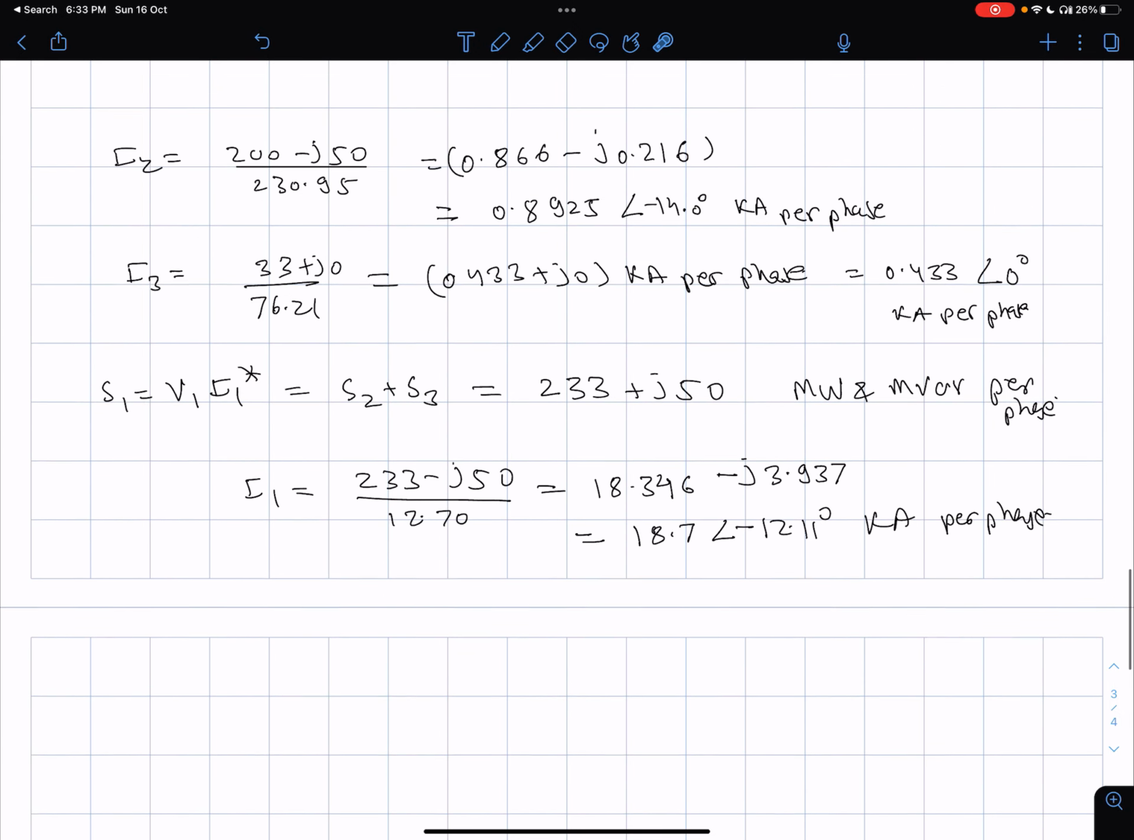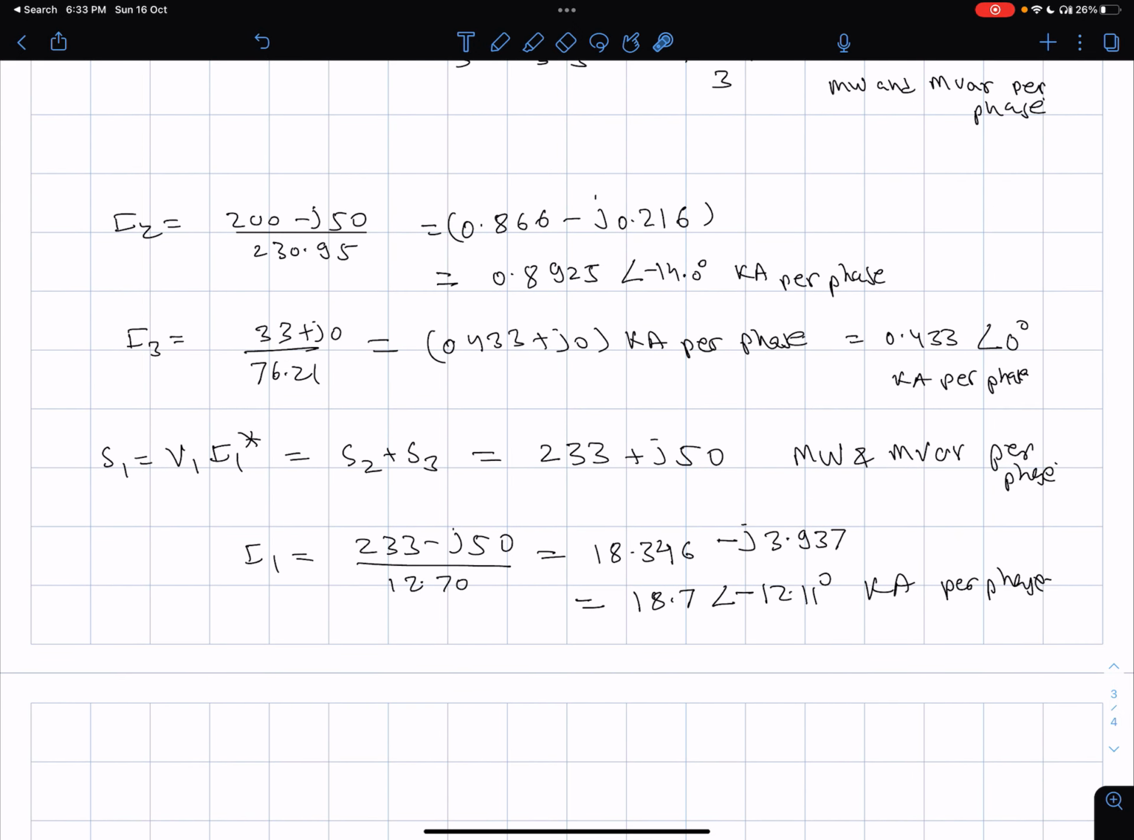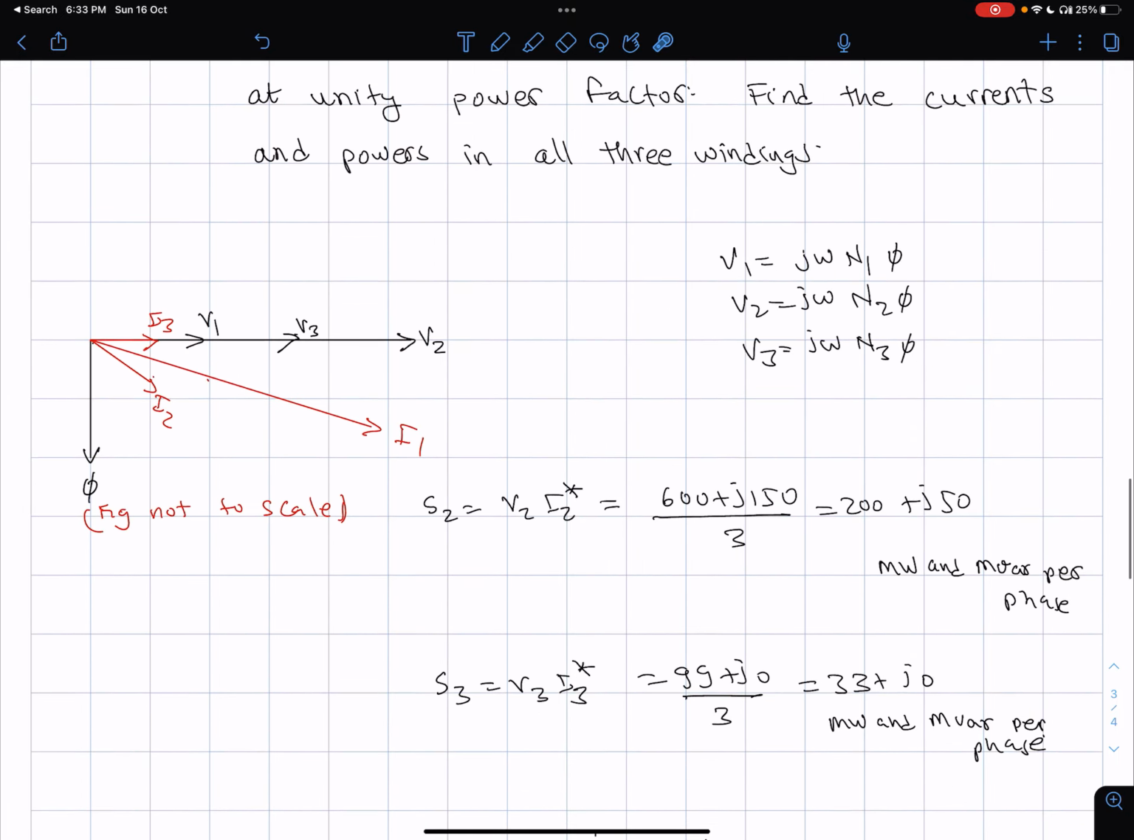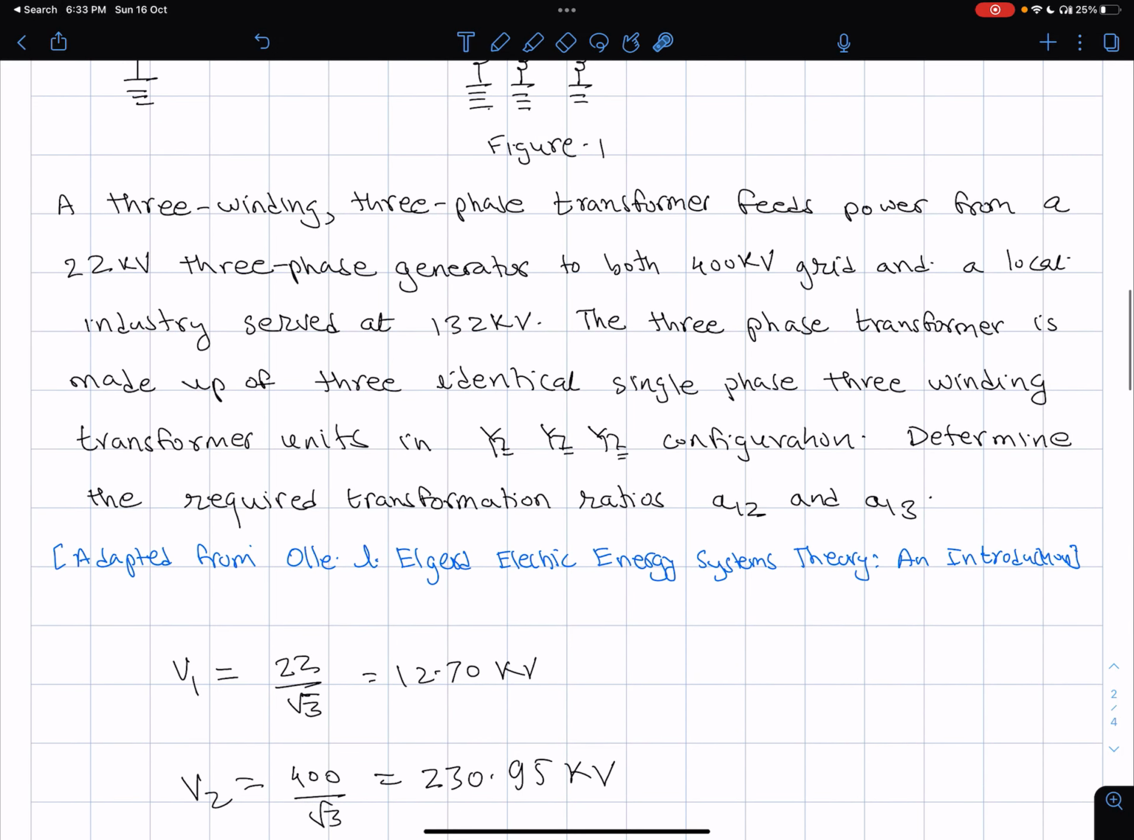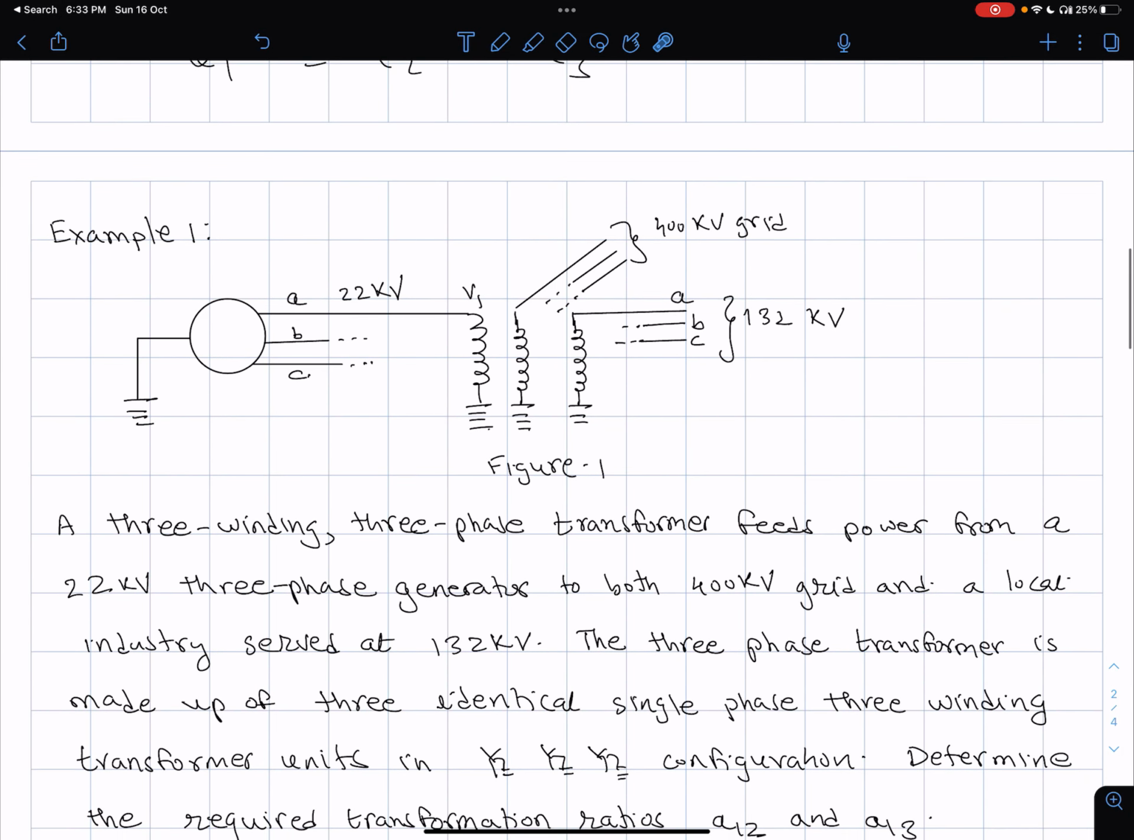So we have calculated everything, multiplied it by 3 to get the three phase value, and we have calculated all the currents and powers in the three phase winding. So this is a simple extension of a 2-winding transformer to a 3-winding or an n-winding transformer, single phase, and then subsequently the same thing can be used for a 3-phase system.